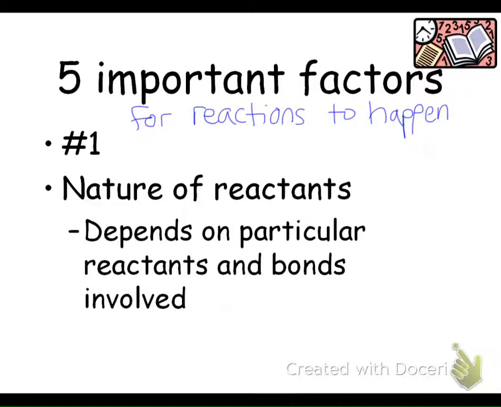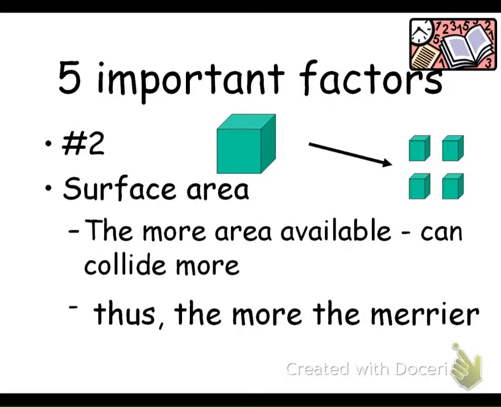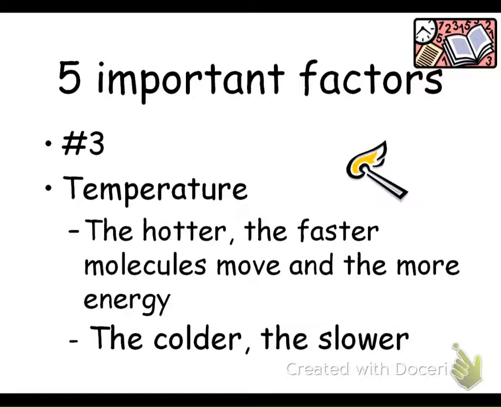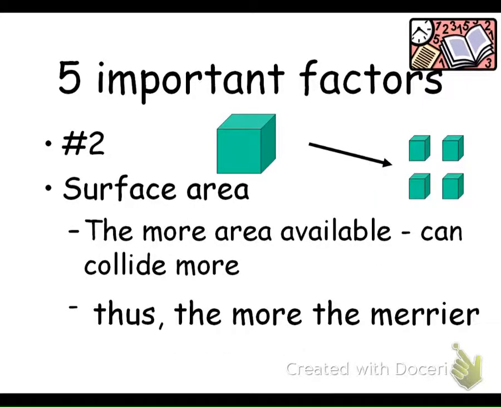First, the nature of the reactants. It depends on the particular reactants involved and the bonds, such as whether something is soluble, or the activity series, talking about what is happening and what is involved. Second, the surface area. The more surface area is available, the more things can collide, so the more the merrier.